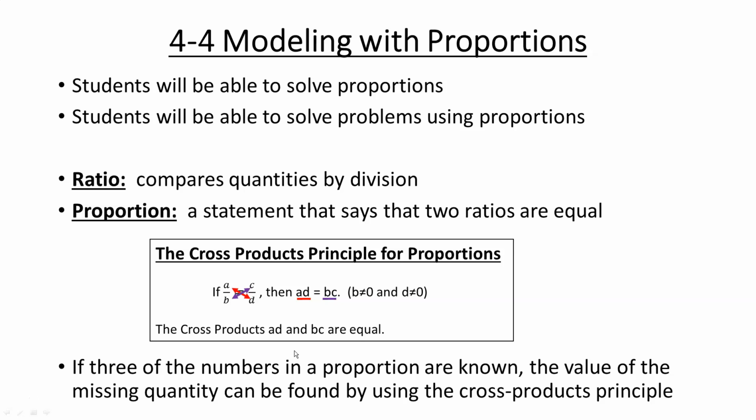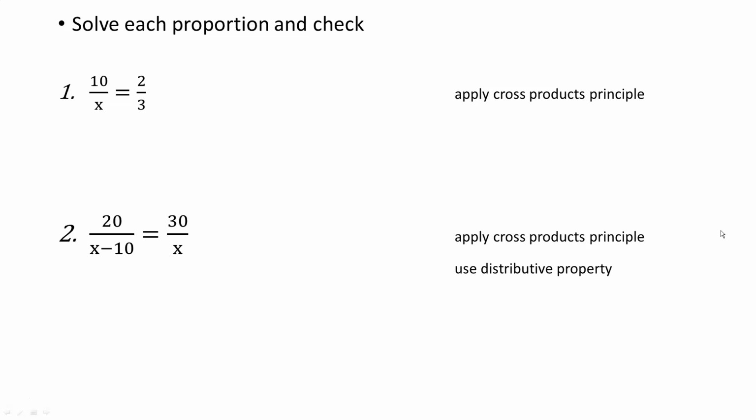So if three of the numbers in a proportion are known, the value of the missing quantity can be found using the cross products principle. So let's do some examples. Solve each proportion and check. So we have our cross products. We have 10 times 3 equals 2 times x.